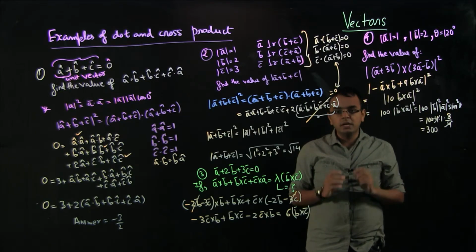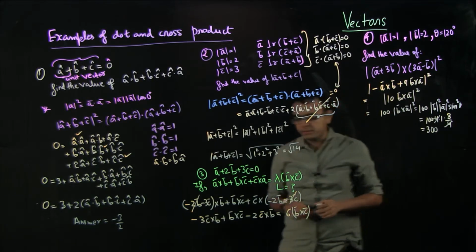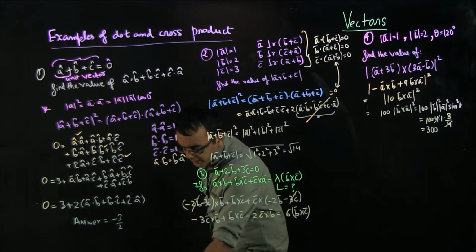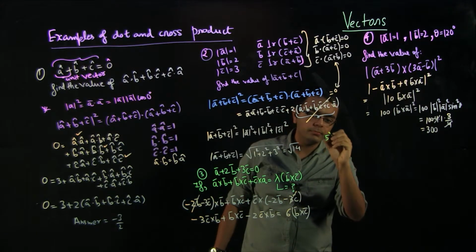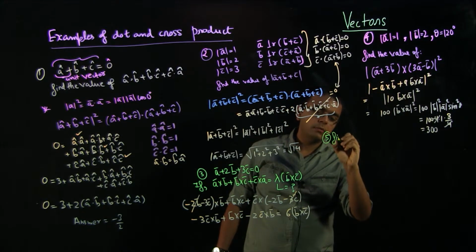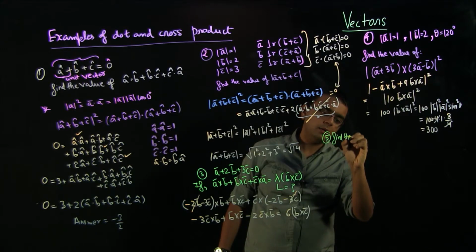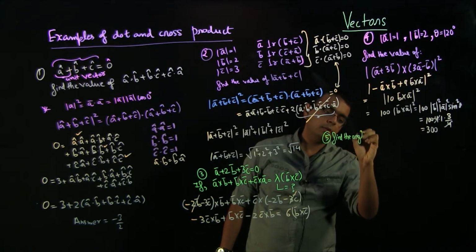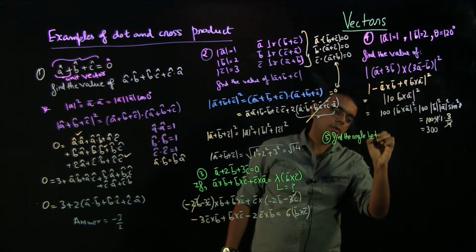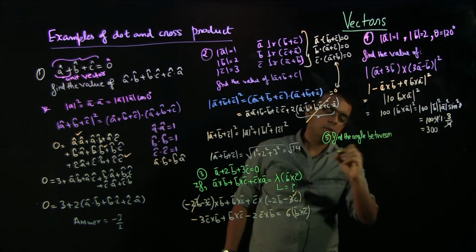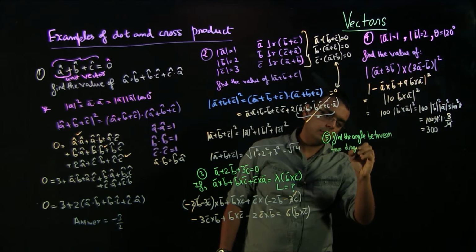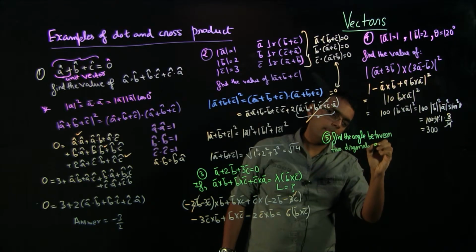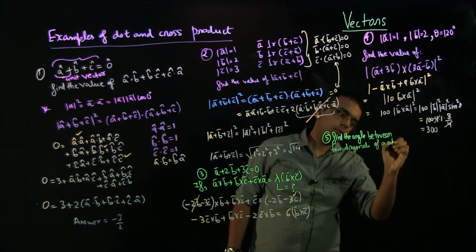Okay, so let's do a last problem, which is one of my favorite problems for this topic, and the question is: find the angle between two diagonals of a cube.